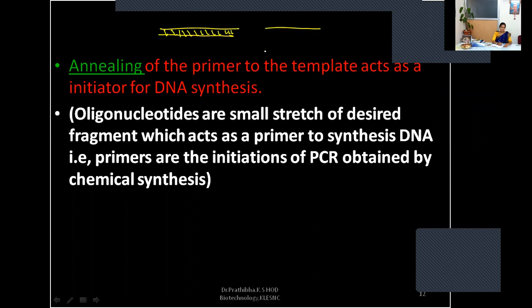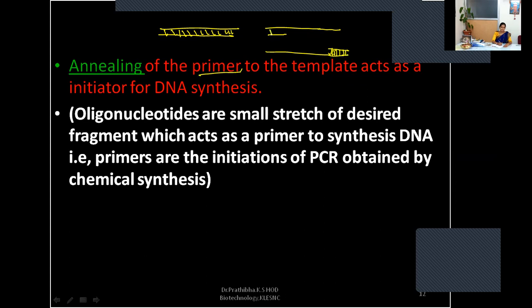So when this DNA polymerase separates, that process of separation is known as denaturation. When that separates through breaking the hydrogen bonds, what happens at that time? To the single strand DNA molecule, primers go and attach. The sealing or attachment of the primers to the template is known as annealing. Same thing I have written, annealing of the primer.